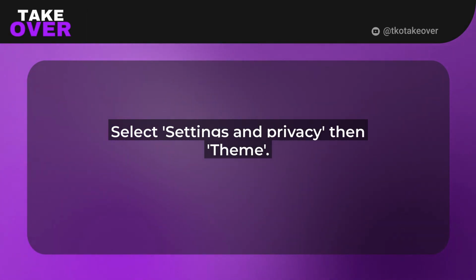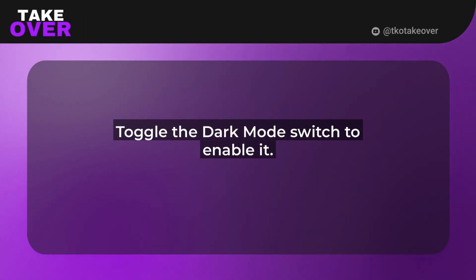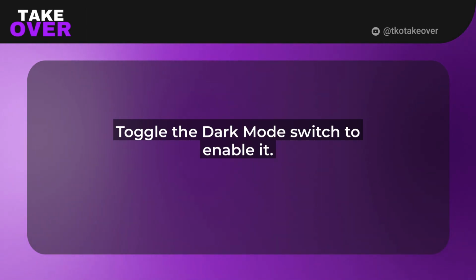If you're on the web version, log into Instagram.com, click on your profile, go to Settings, and select the theme option there. It's usually under Account or Appearance. That's it, your Instagram should now switch to a sleek, dark interface. If you don't see the option right away, double-check for app updates or restart the app.